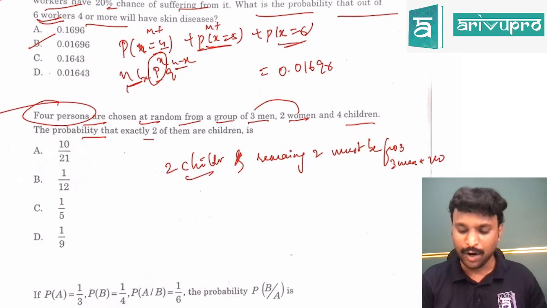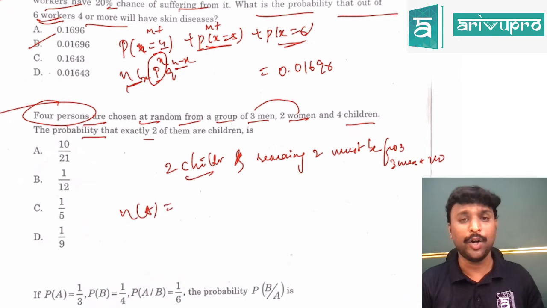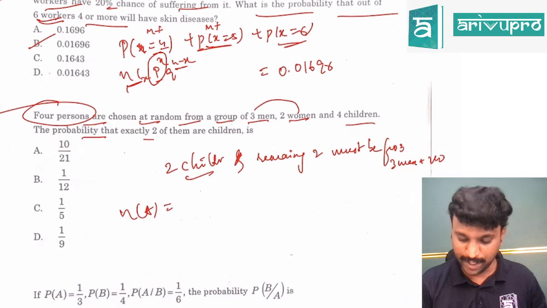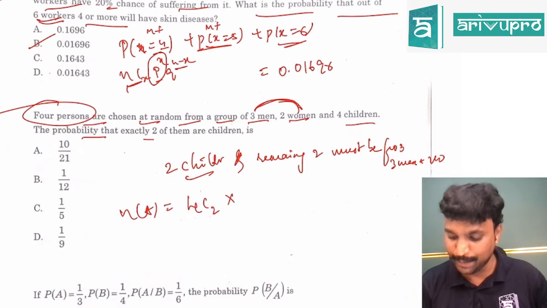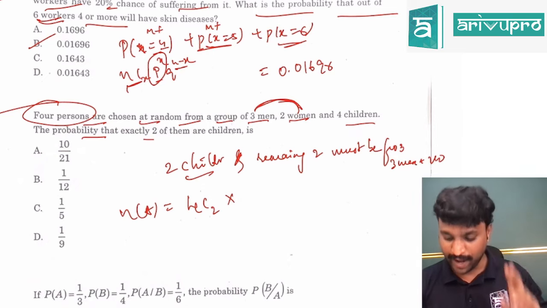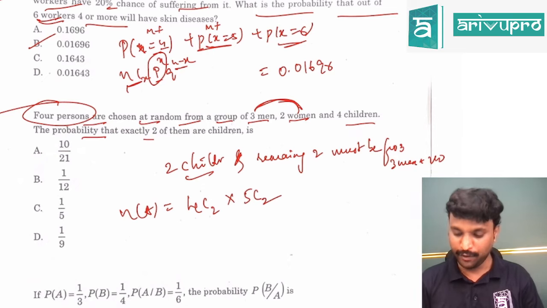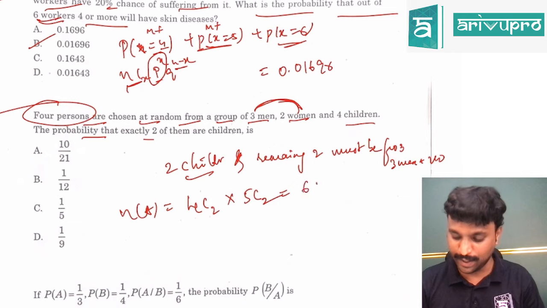Now, if you want to find out n of A, how do you select 2 children from 4 children? It is 4C2, and the remaining 2 must be selected from these 2 varieties, that means 3 men and 2 women. So 5 are there. From 5 you have to select 2. So 4C2 is 6, 5C2 is 10, so it is 60.